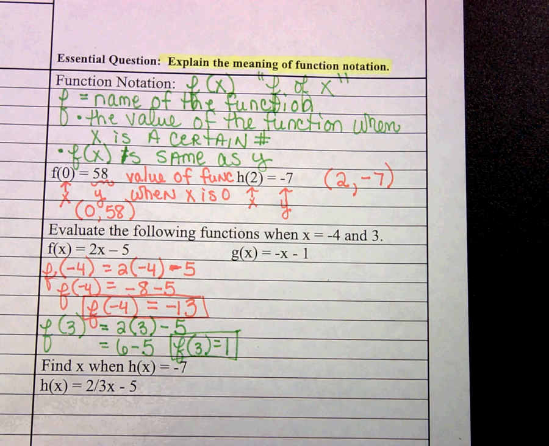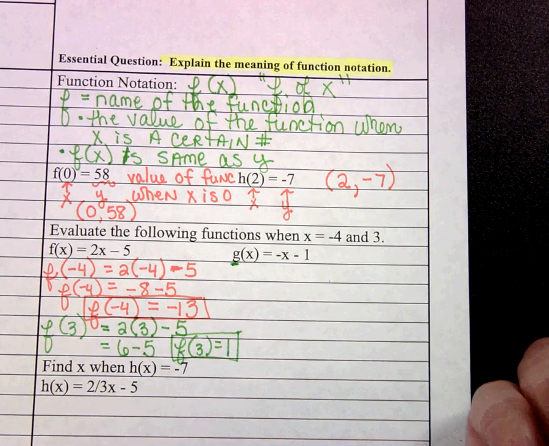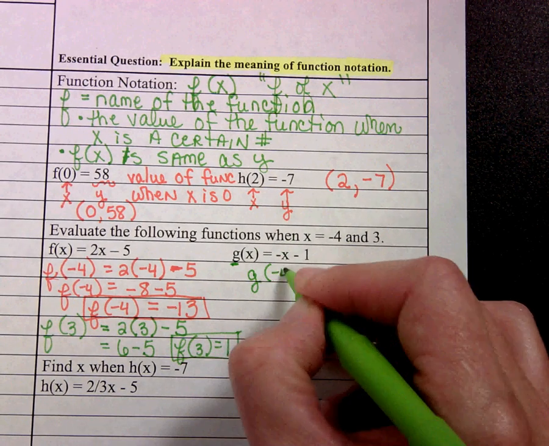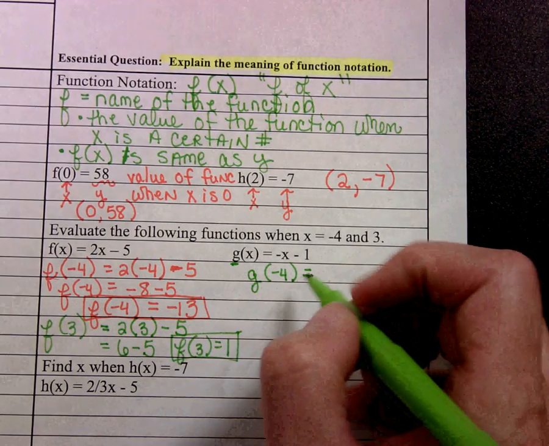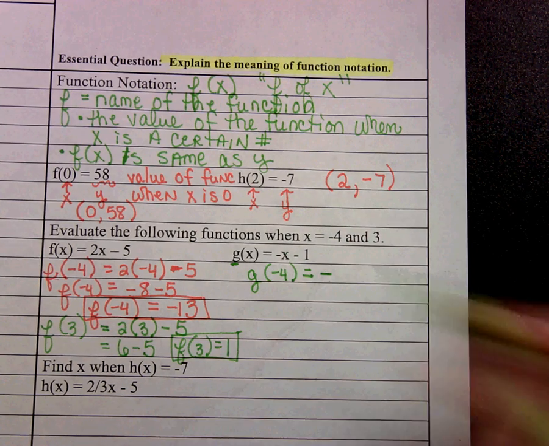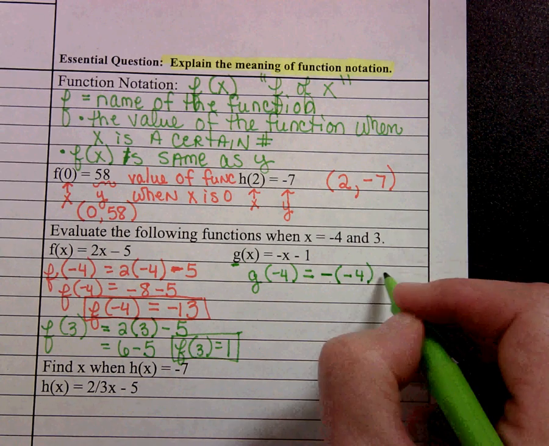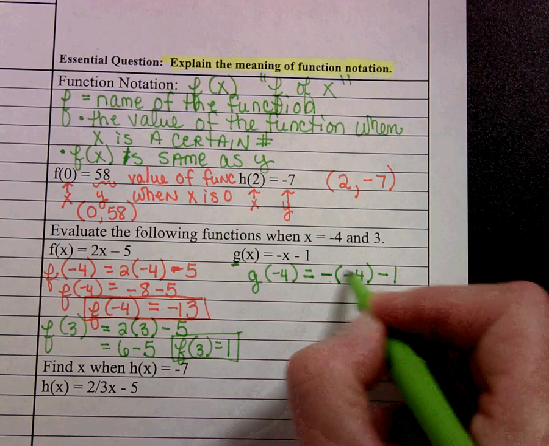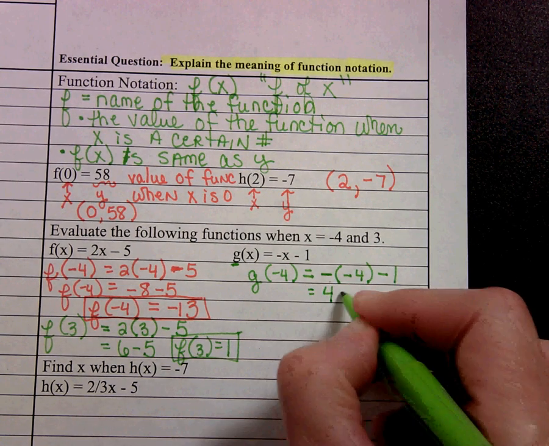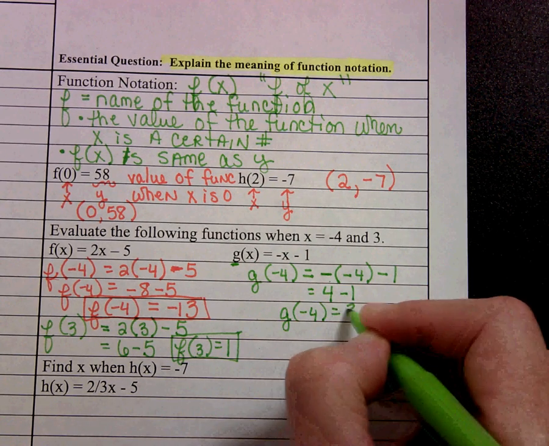Wanted to give you an example with some more negative signs. Notice I have named this function g. We can use whatever variable or letter we want. So g of negative 4. Okay. Now when we go to plug in negative 4 for x, I want you to see there's this negative sign in front of the x. So I have to write the negative sign, and I have to write negative 4. You may realize this turns into a positive, but I really wanted you to see why that's positive. This is going to end up being 4 minus 1. And so g of negative 4 is 3.